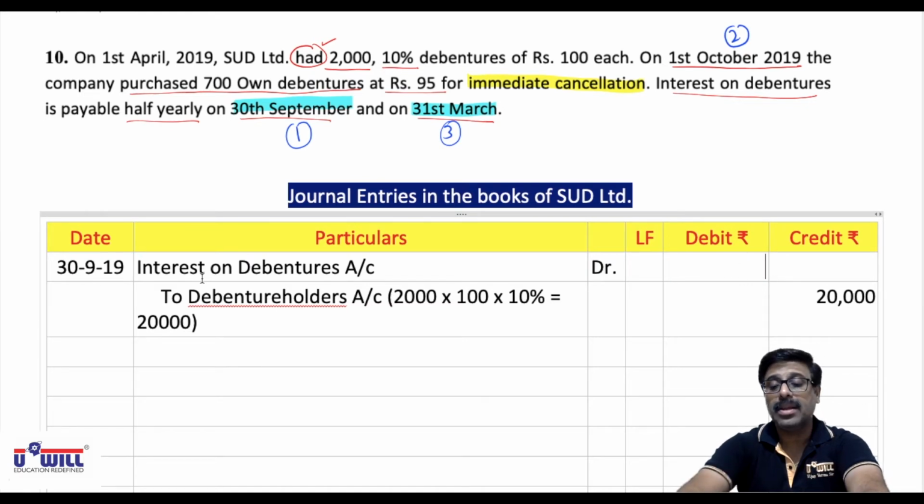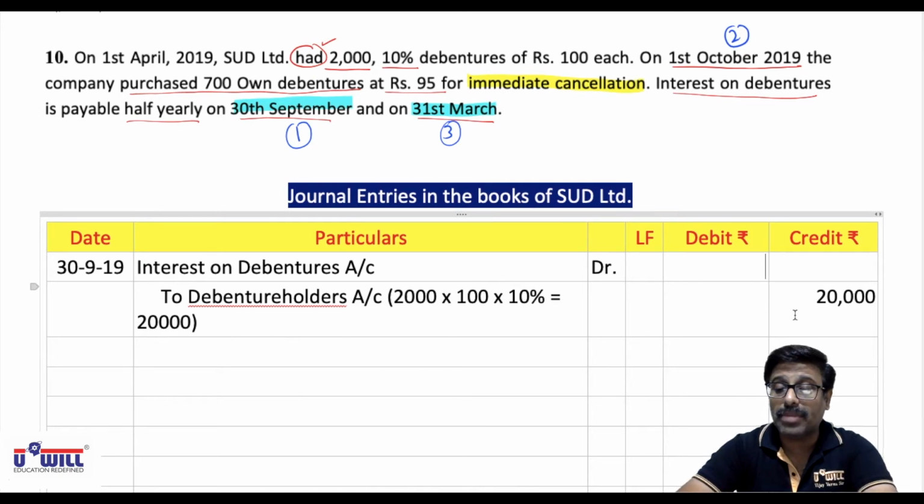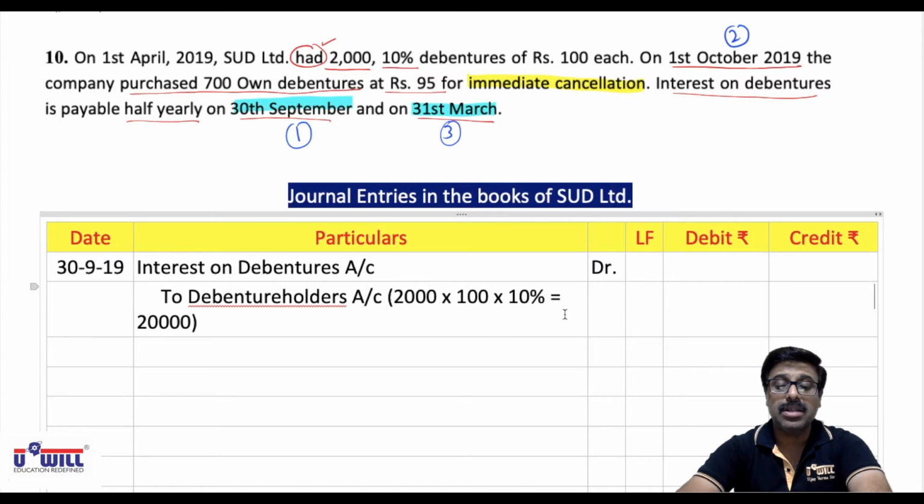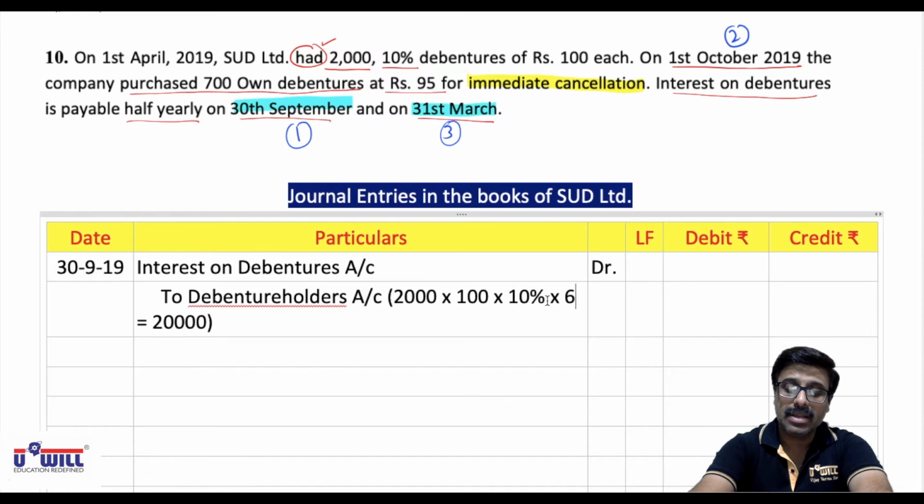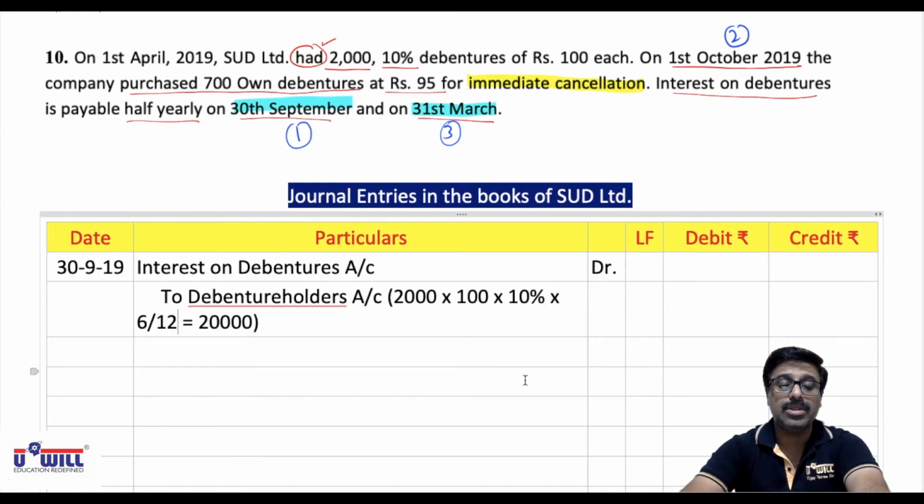Okay, I'm sorry. Amount will not come to 20,000. Right now we have to pay for only 6 months. On 30th September we have to pay for 6 months. So further it will be multiplied by 6 divided by 12. For 6 months it will come to 10,000. I hope everyone is clear with this.